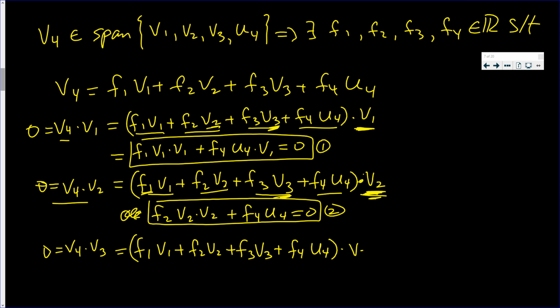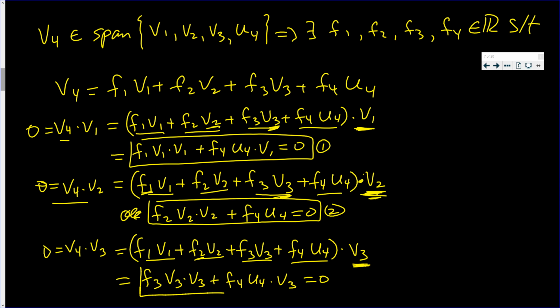V1 dotted with V3 is 0. V2 dot V3 is 0. Even times the scalar, this times V3, I don't know what that equals, plus this, F4 U4 dotted with V sub 3. We want this to equal 0. Okay, that is equation number 3.